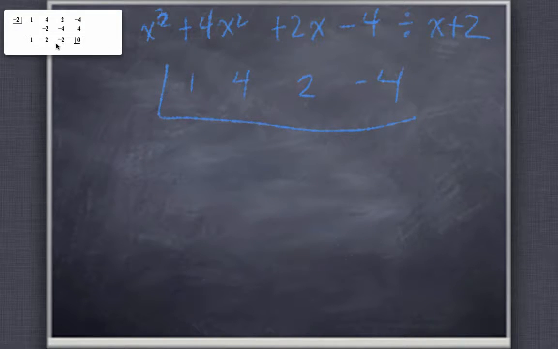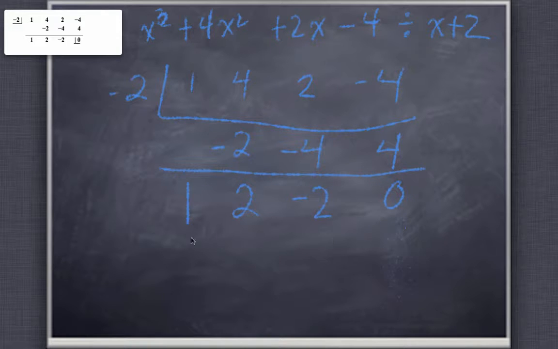This notation is not the way I usually do it. I do it like this. I put this block there. And then the x plus 2 tells me a 0 of negative 2, so I wrote negative 2 over there. 1 comes down. Negative 2 times 1, add. Negative 2 times 2, add. Negative 2 times negative 2, and add.